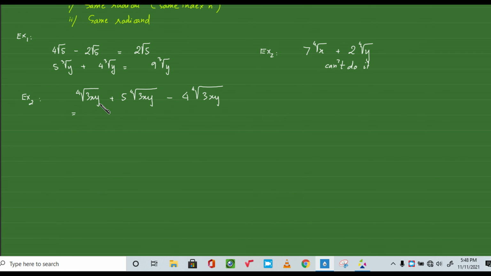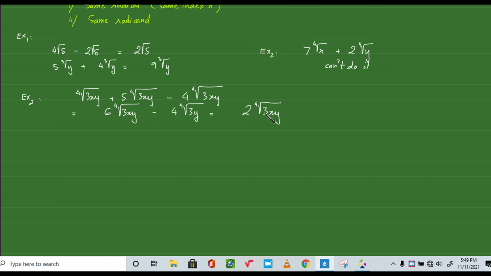So in this case, we're gonna go from left to right, which is this invisible 1 right here, give you 6 fourth root of 3xy minus 4 fourth root of 3xy, which gives you 6 minus 4, gives you 2 fourth root of 3xy. There you go. So you're gonna do the same for as many radical expressions as you want.